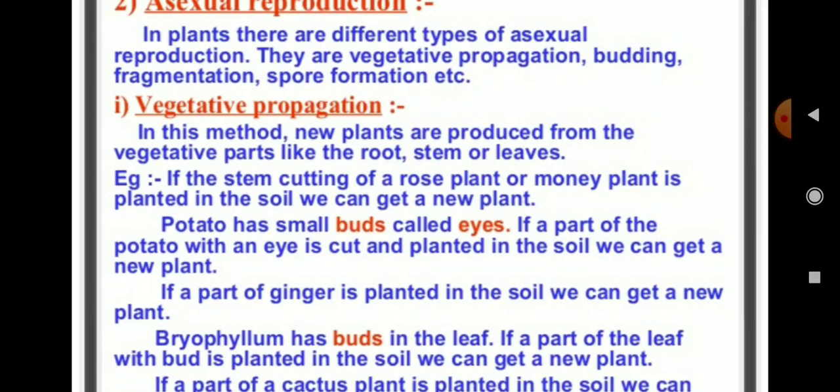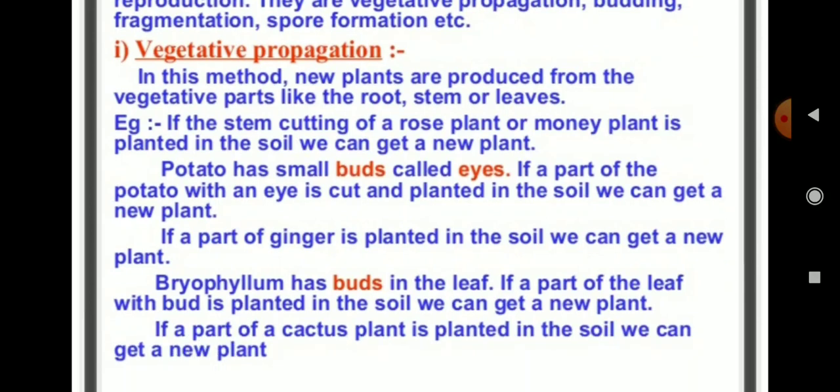For example, if a stem cutting of a rose plant or money plant is planted in the soil, we can get a new plant. That is vegetative propagation. Next, potato has small buds called eyes. If a part of the potato with an eye is cut and planted in the soil, we can get a new plant. That is vegetative propagation.